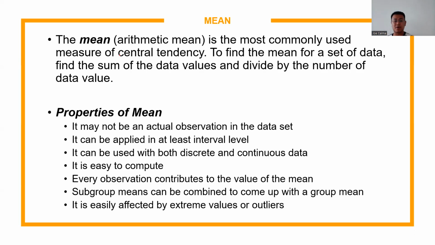So, subgroup means can be combined to come up with a group mean. Okay? Next, every observation contributes to the value of the mean. Ibig sabihin, lahat kasama. Hindi pwede, itong data na to hindi ko isasama para tumaas yung mean. Bawal. Kailangan lahat kasama. Hindi pwede mag-exclude. Last, it is easily affected by extreme values or outliers.